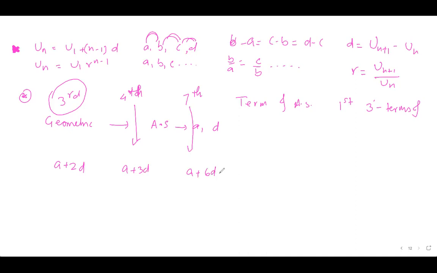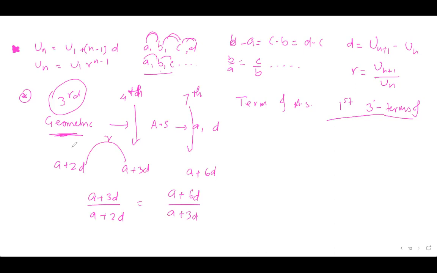Now, since these are consecutive terms of a geometric sequence, like for example if a, b, c are consecutive terms, then b over a equals c over b. So I can say that a plus 3d upon a plus 2d equals a plus 6d upon a plus 3d. In short, I'm finding the ratio. The ratio here will be a plus 3d upon a plus 2d because it clearly says they are the first three terms of a geometric sequence. This is the key point that you need to understand.